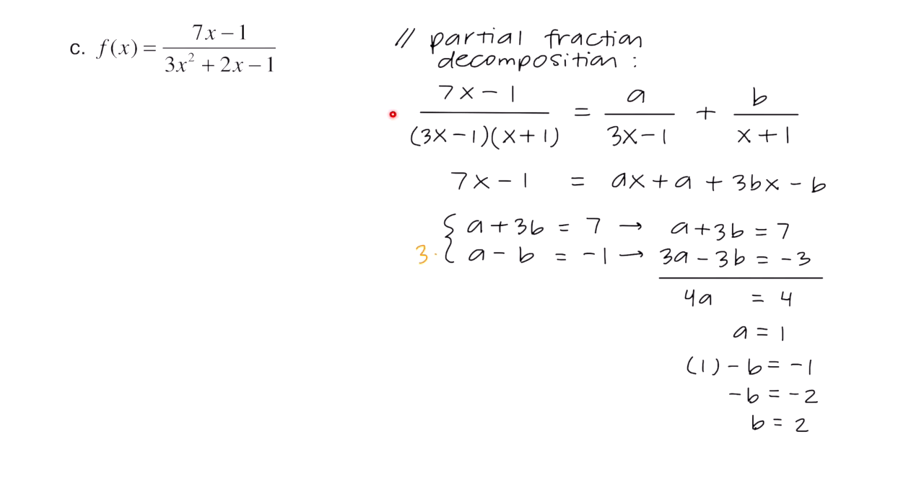At this point, we take this entire equation and multiply both sides by the 3x minus 1 times x plus 1. When we multiply the side of the equation by this expression, that denominator cancels out and we're just left with 7x minus 1.